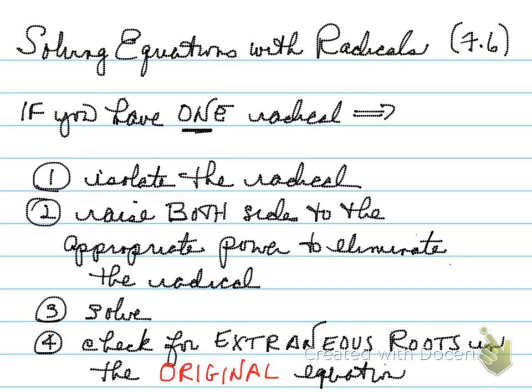Before we start the first example, take a look down here in step 4. I asked or suggest that you check for extraneous roots. The word extraneous, it's easy to remember right here. Extra. And by extra, we're really talking about solutions that are not going to work. The word roots means solutions.